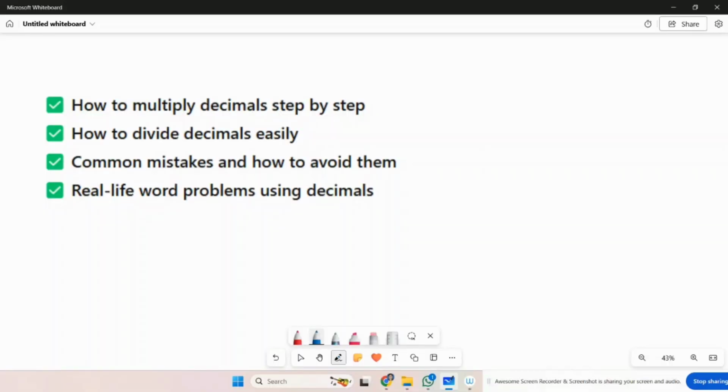In today's video, we are going to learn how to multiply decimals step by step, how to divide decimals easily, and common mistakes and how to avoid them, and real life word problems using decimals. By the end of this video, you will be solving decimal problems faster and more accurately. First, let's see how to multiply decimals.